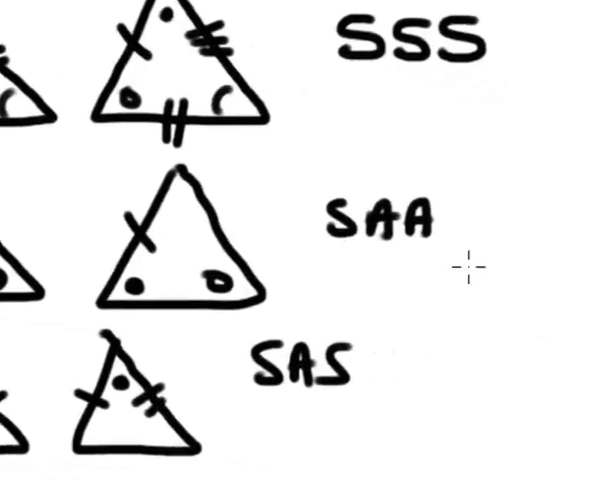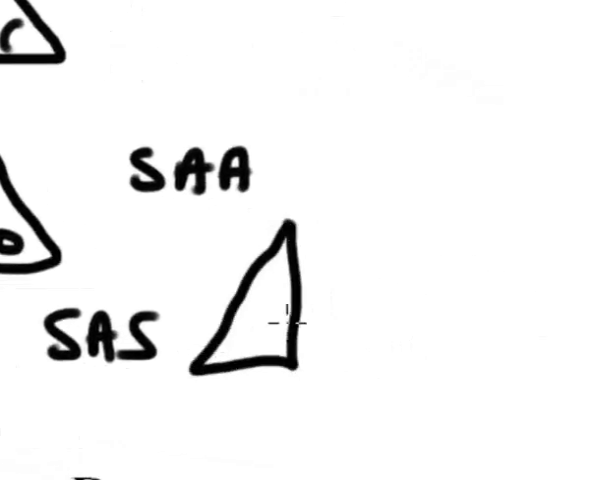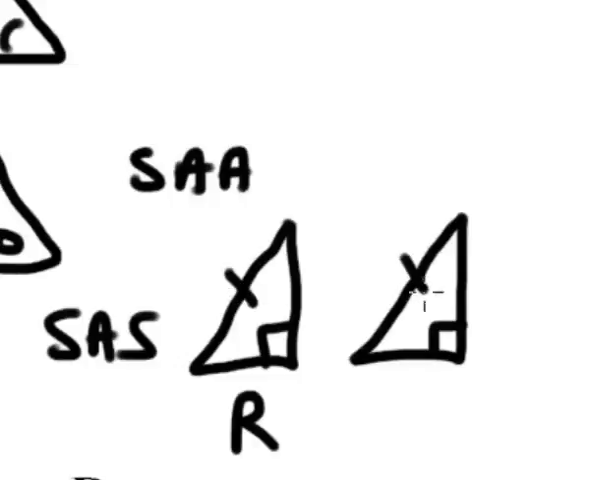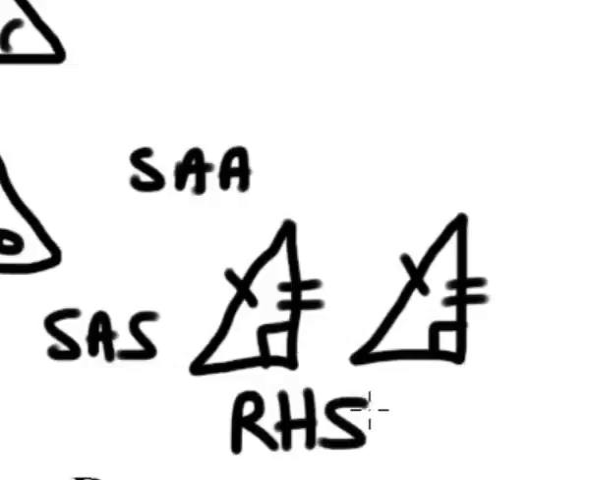Side, angle, side. The other one, of course, if you have a right angle triangle there, if you've got a pair of right angles being equal, the hypotenuses being equal, and some side, an adjacent side, or any side being equal, a pair of sides, it's right angle, hypotenuse, and side. Those are the cases of congruency.